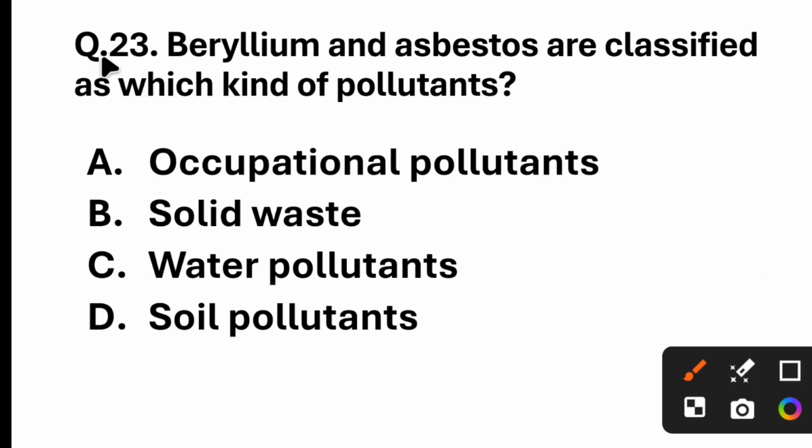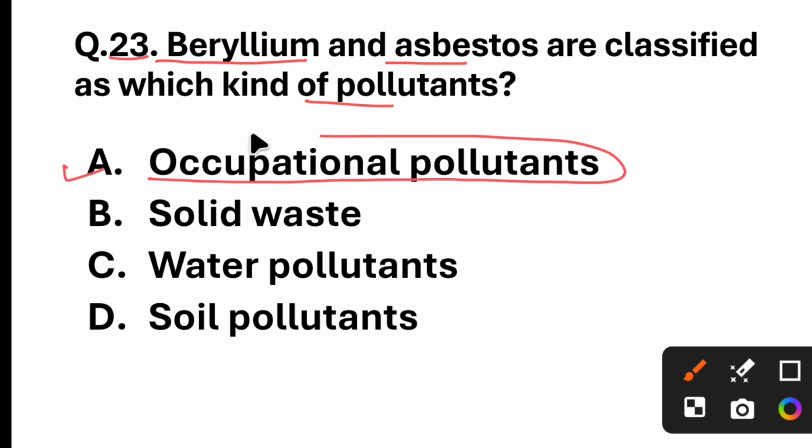Question number 23. Beryllium and asbestosis are classified as which kind of pollutants? Answer is option A, occupational pollutants. Beryllium and asbestosis are known as occupational pollutants. These materials are present in the environment mainly due to industrial activities and can damage human health.